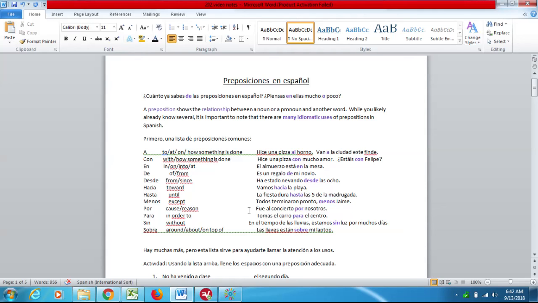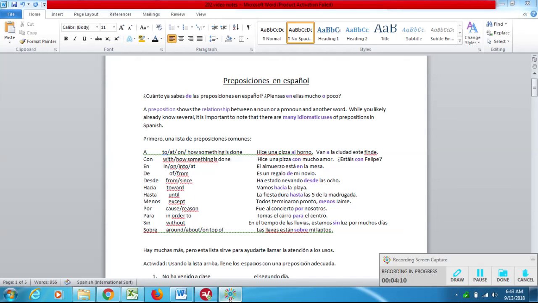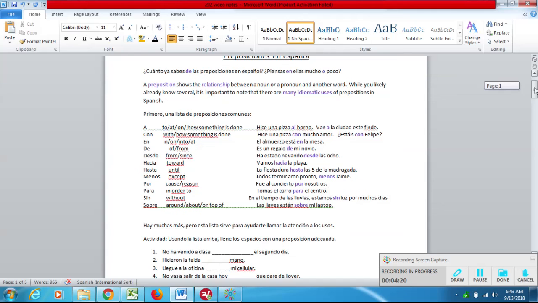So, por fue al concierto por nosotros. She went to the concert for us. She did it because of us. We were the reason she went there. Or, tomas el carro para el centro. You take the car in order to get to the city center. All right, so hopefully that helps you see the distinction between those two.